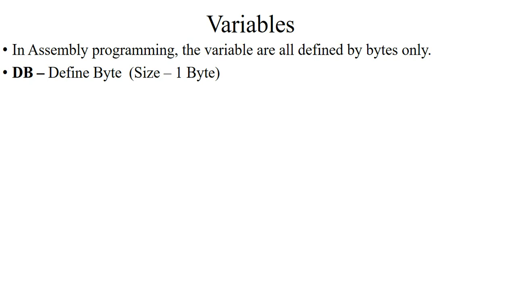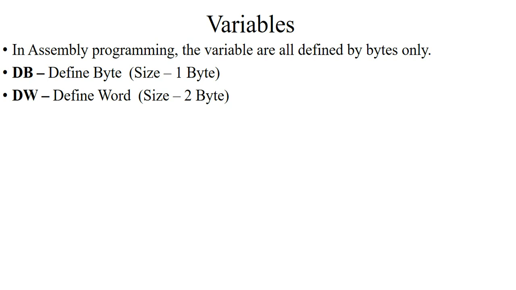So if you want to define or declare a variable of size 1 byte, you say define byte, you say db. So db stands for define byte, and the size of that variable is 1 byte. And then if you want a word, which is 2 bytes, that's the size of a word. And if you want to declare or define a variable of size 2 bytes, which is 16 bits if not mistaken, you say dw. So I will show you the syntax or the way we declare variables in ALP.